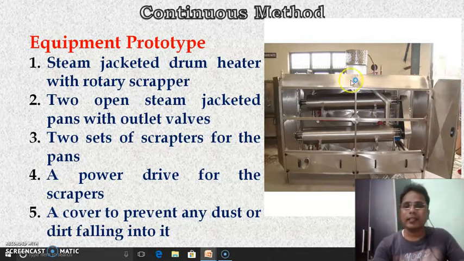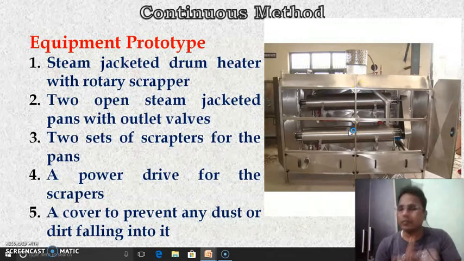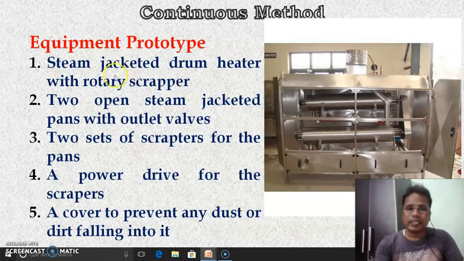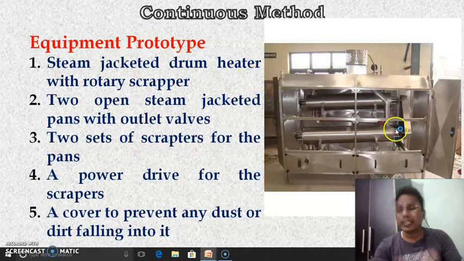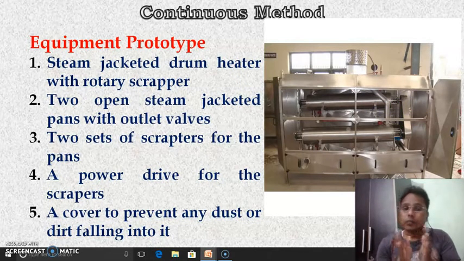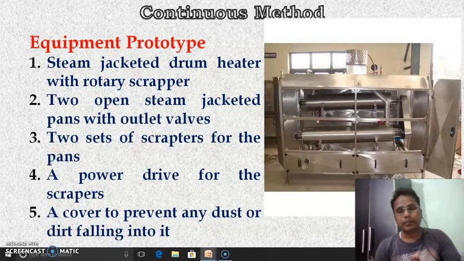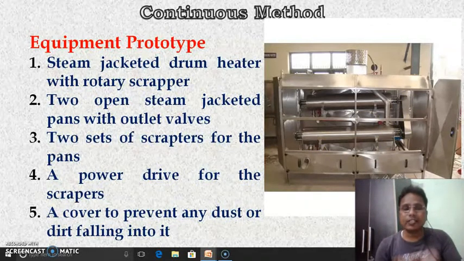Just keep it in mind, in this method two different drums are provided for the heating, that is, the steam jacketed drum heater with a rotary scraper. Due to these scrapers, the moisture is continuously evaporated from the milk, and when the milk thickens, it is transferred to the second jacketed pan, from where again the moisture is continuously evaporated. So in this way the Khoa is prepared in this continuous method.